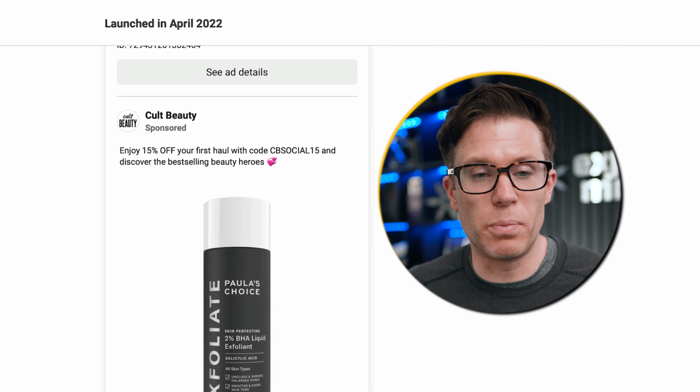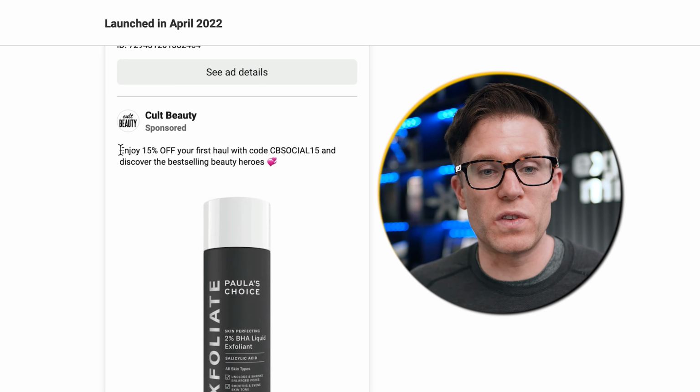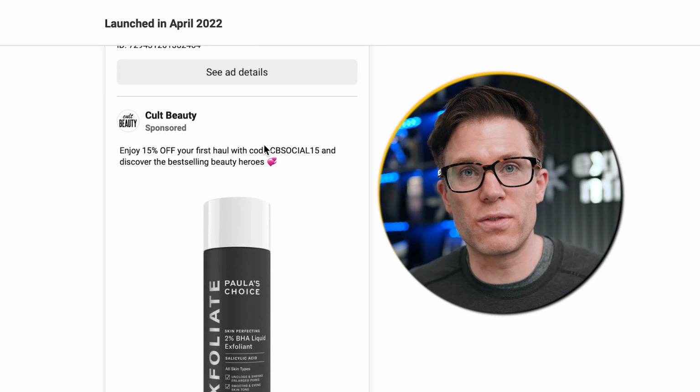Now, if we go all the way down to the bottom here, we can see an ad with the copy, enjoy 15% off your first haul with this voucher code. So this is either going to be a retargeting ad to people who've been on the site and don't already have an account, right? Because you wouldn't want to show this to someone who already had an account and had already made a purchase. So this is either a new account person who'd been on the website in a retargeting ad, or it could be a cold prospecting ad to people who haven't bought before, but who Facebook thinks might be interested in purchasing beauty products.